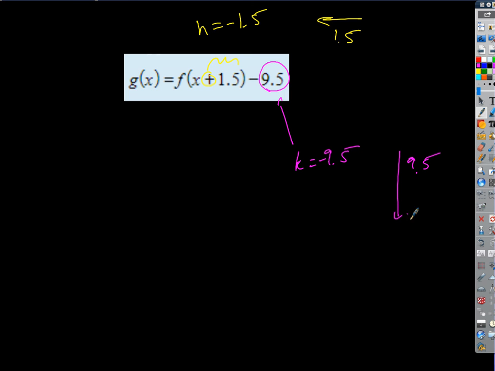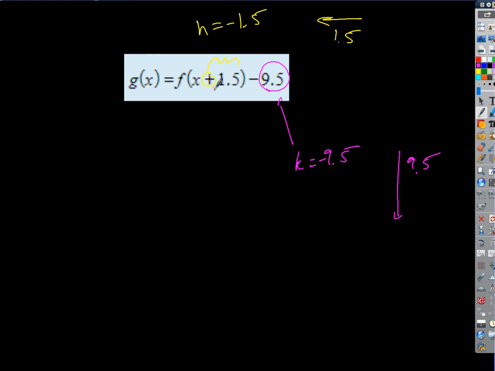Negative 9.5, so it's going down 9.5. Good. K is negative 1.5 because of that, right? And so you can have a quick rule of thumb then. When you're dealing with an inside translation, you always know that it's going to be opposite of whatever that operation is. But in the back of your mind, you want to remember why.